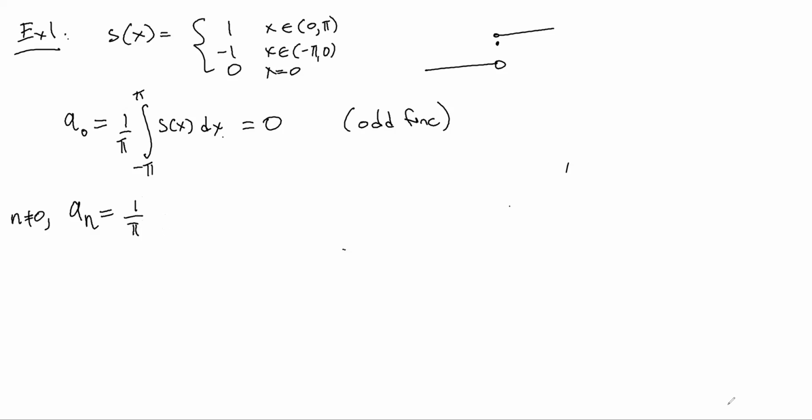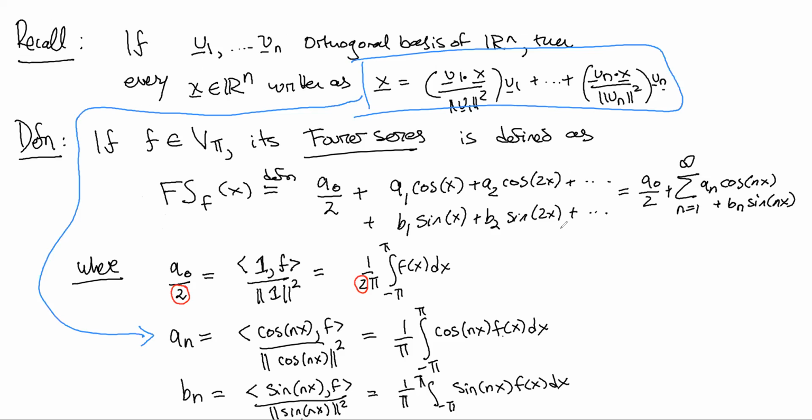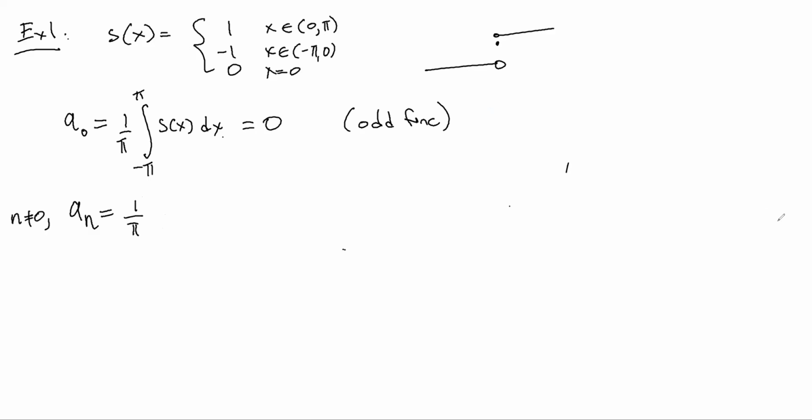So okay, just to make it well defined, m and n are just going to be non-negative integers. I'm not considering negative n's here. So n is greater than or equal to 1. a_n is 1 over pi times the integral from minus pi to pi of cosine nx times s of x dx. Anyone know what that is? Zero. Why is it 0? Odd times even is odd. Yeah, this is odd, this is even. So this is 0 also.